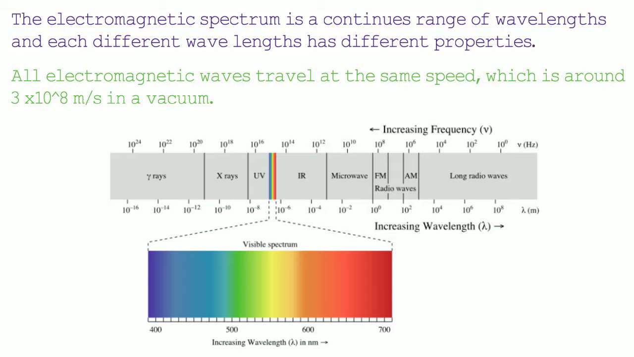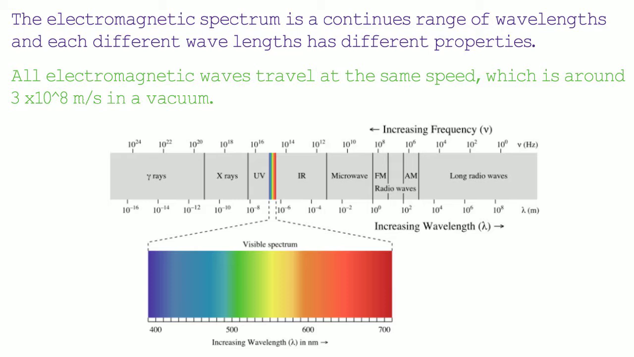The shortest waves are gamma rays, and these have a wavelength of around 1 meter times 10 to the power of minus 14. Because they have the shortest wavelength, it means that they have the highest frequency of all the waves in the electromagnetic spectrum. As the wavelengths increase, we then have X-rays, then ultraviolet light, then visible light, then infrared radiation, microwaves, and we end up with radio waves.